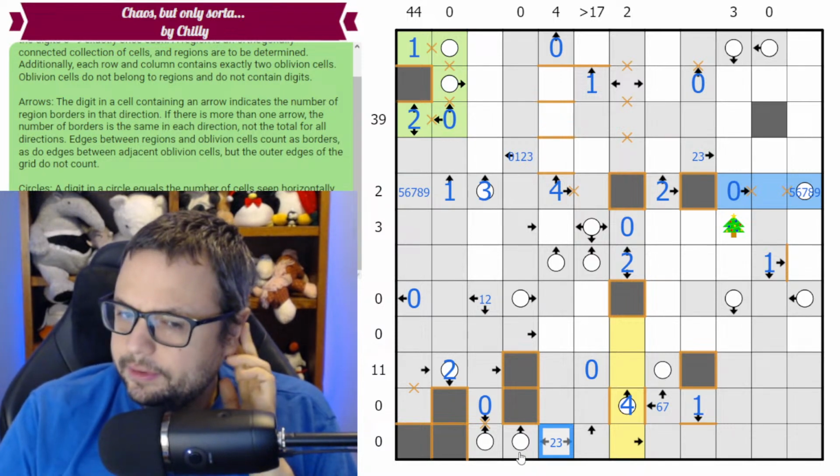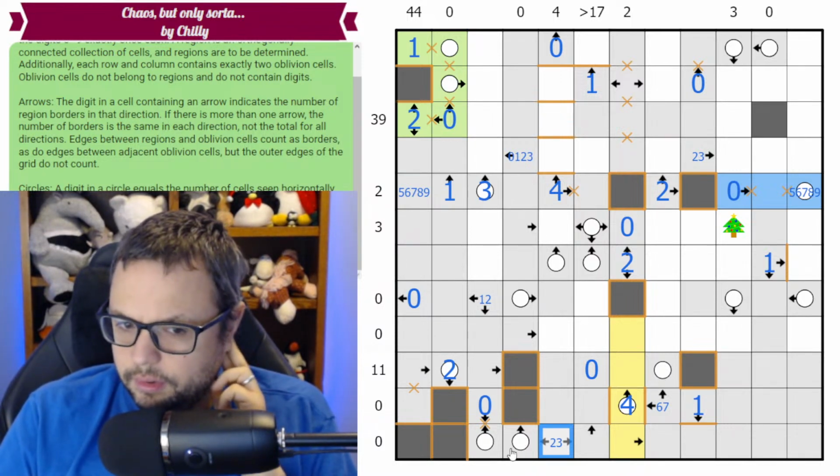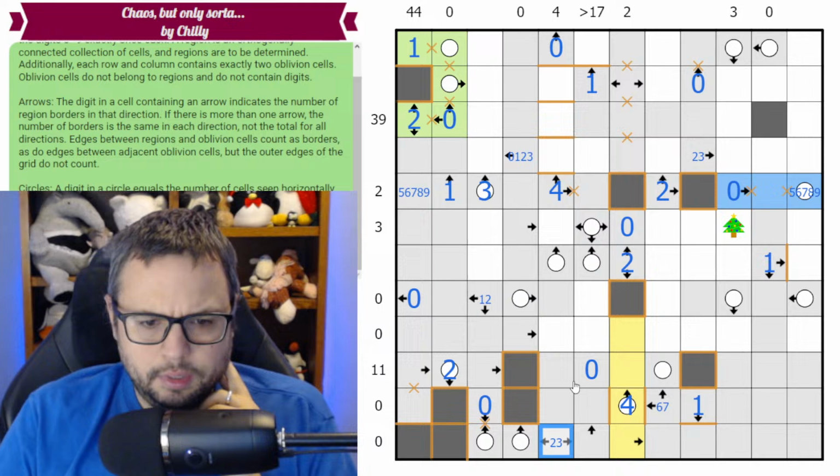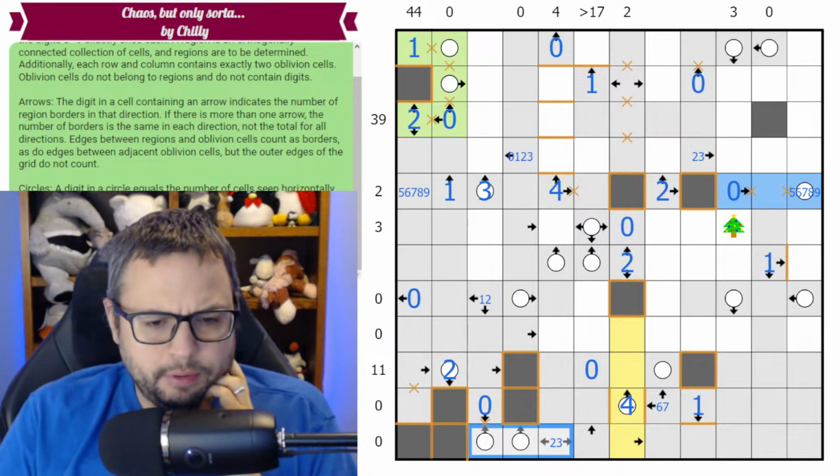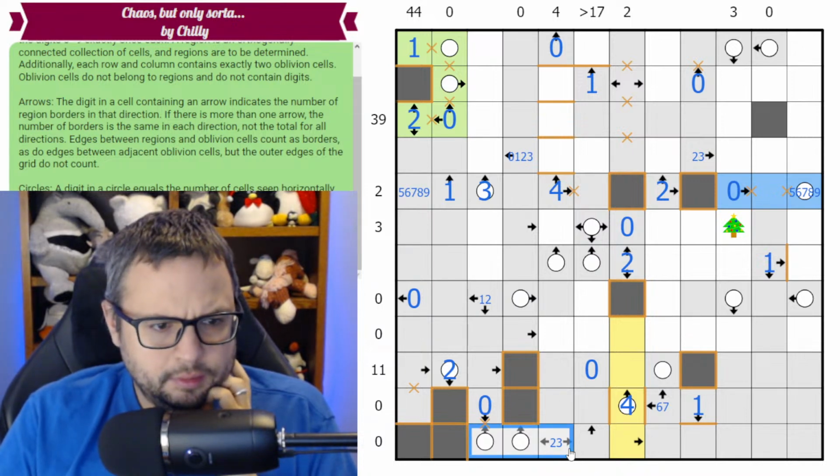Josh is interested in what happens if this is a 2. Means all of these are part of one region.